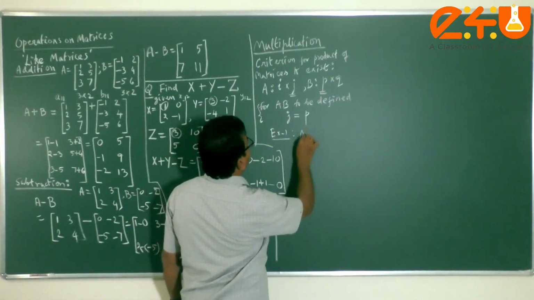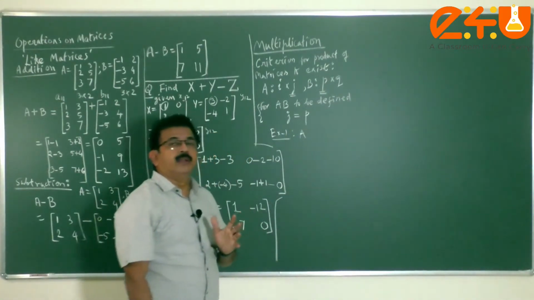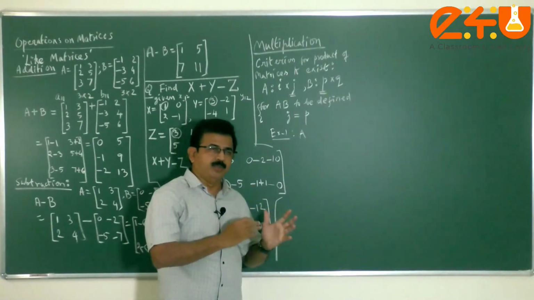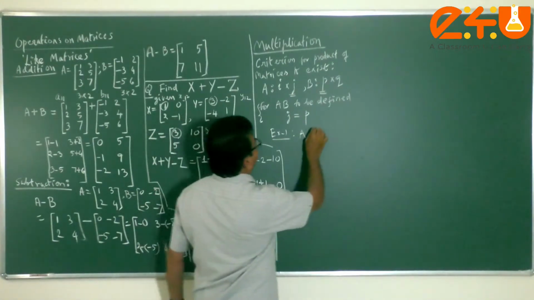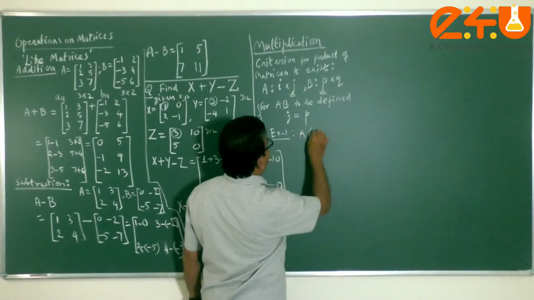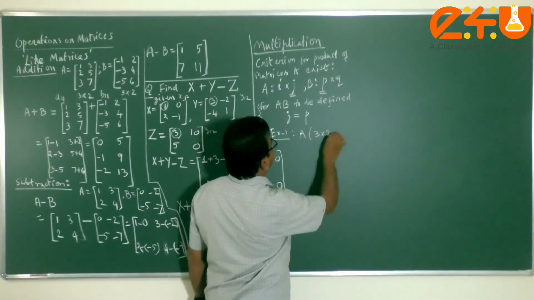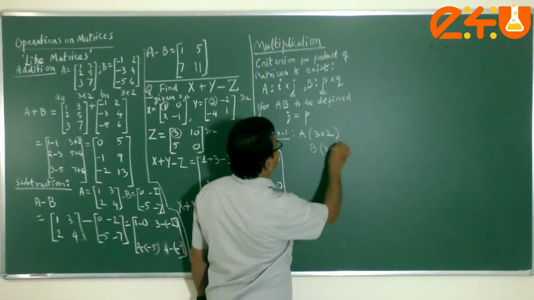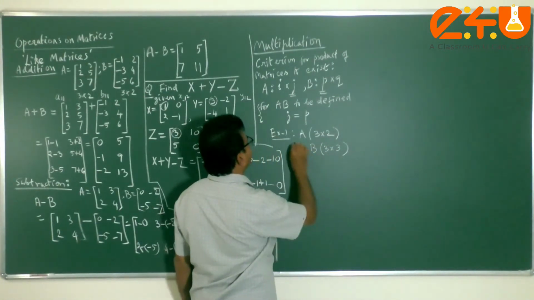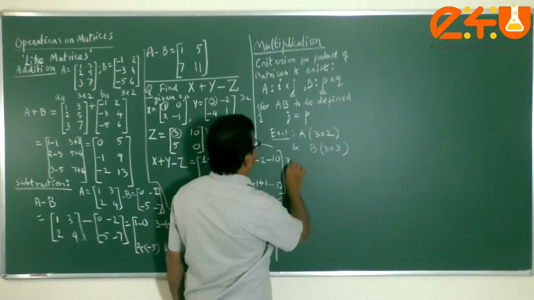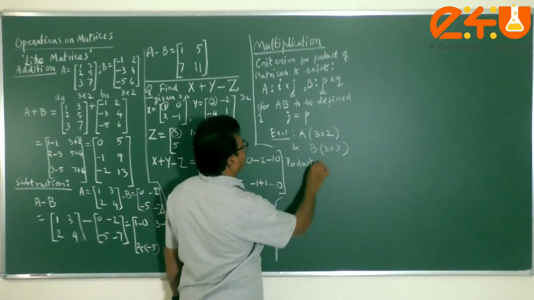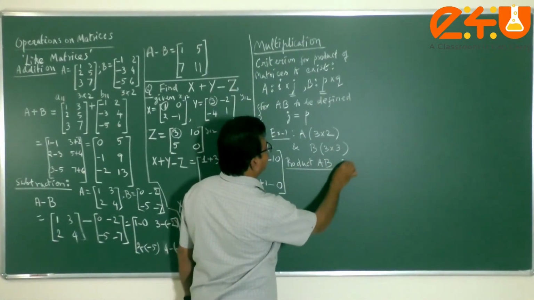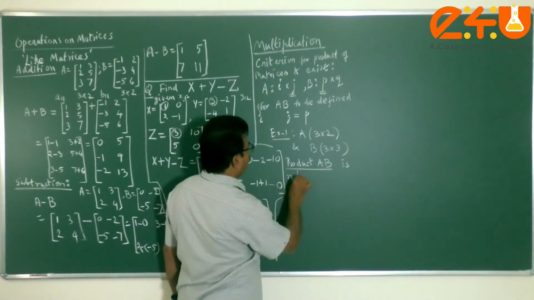For example, I am going to deal with only order, and I wish students to understand whether a product is possible or not. A is a matrix of order, let us say, 3 by 2, and B is a 3 by 3 matrix. Now what happens to the product AB? Very simple, product AB is, I can say, not defined.